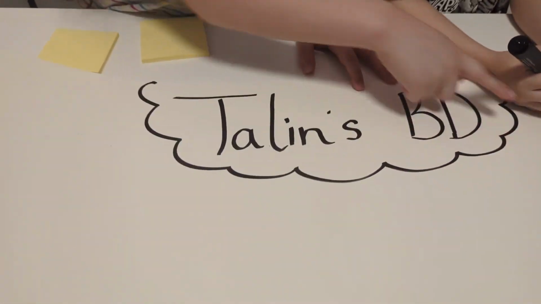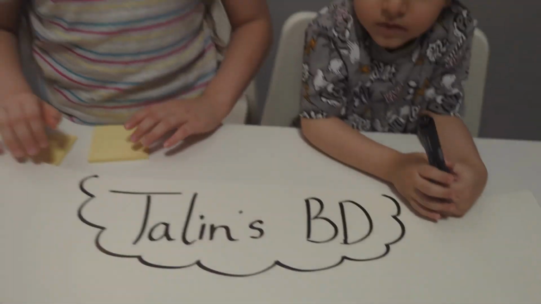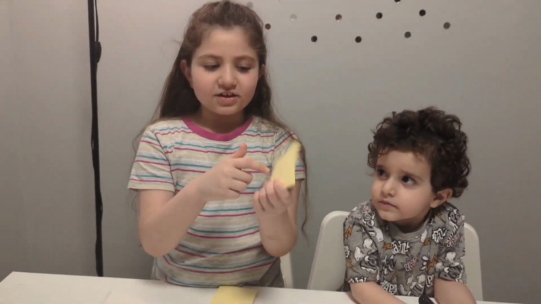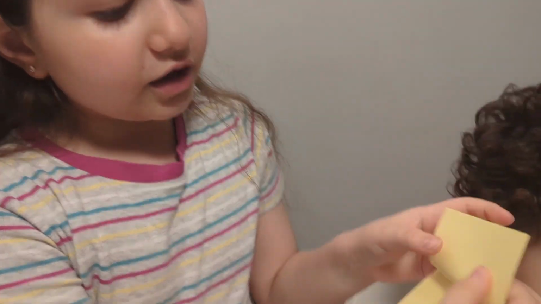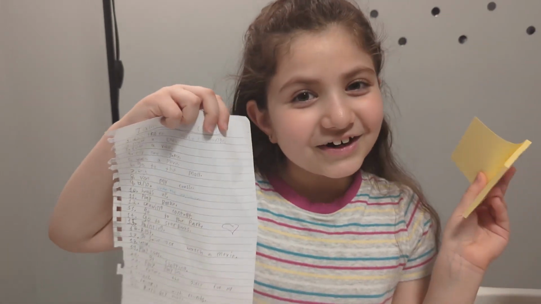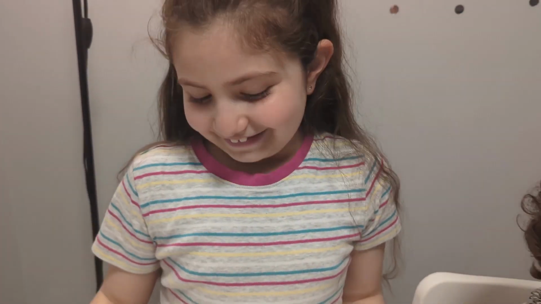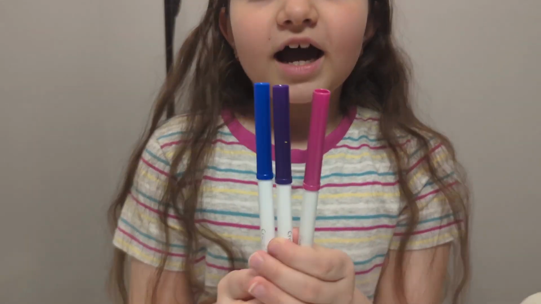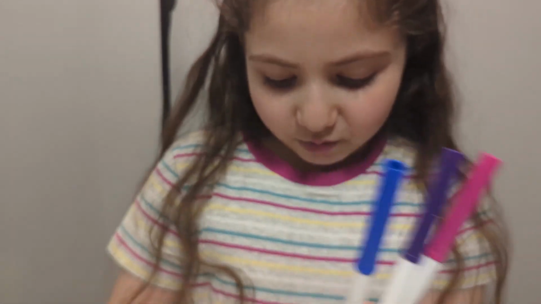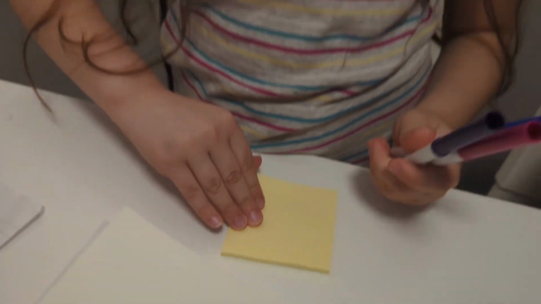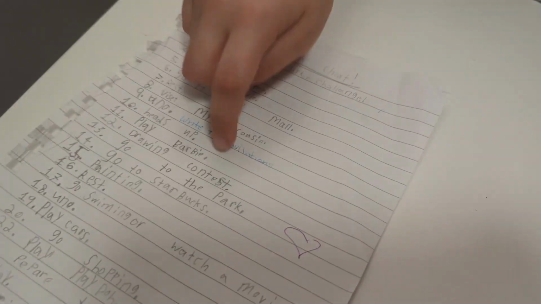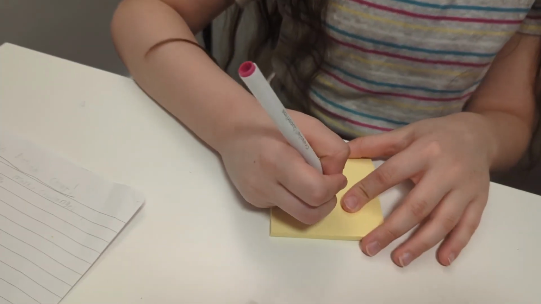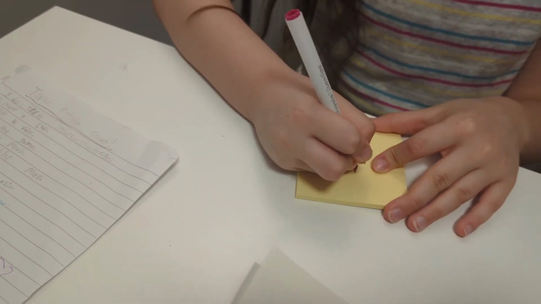We wrote the title, and now you see these sticky notes. We have to write the date number over here. And under it, we'll write the activities that are on this list. Let's start. Okay guys, I have these three markers and I'm gonna write the date number on the sticky notes. And under here, I'm gonna write the activities that are on this list. Now, I'm gonna write the number one over here.